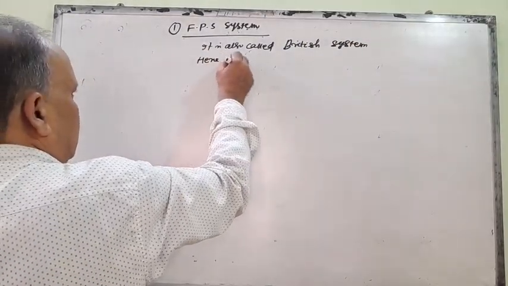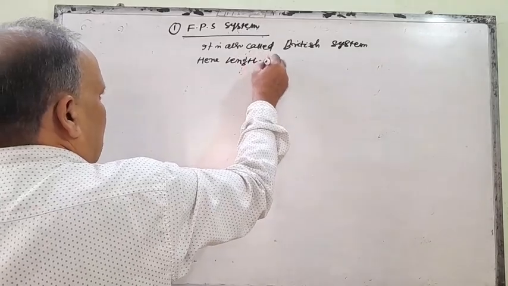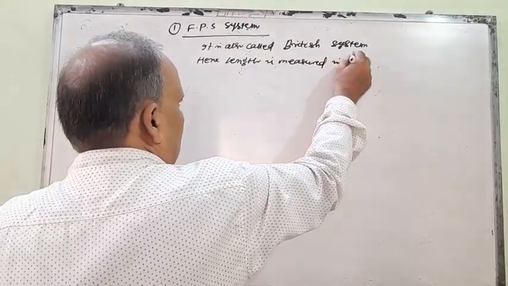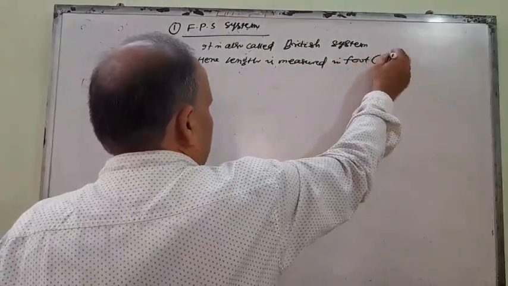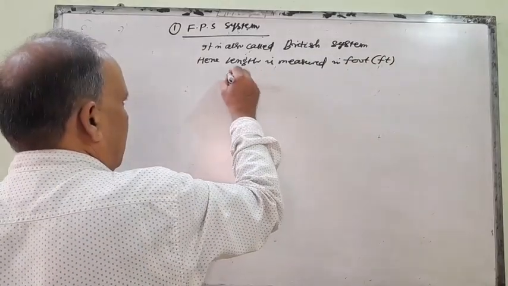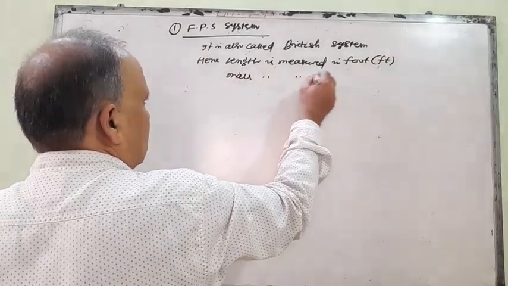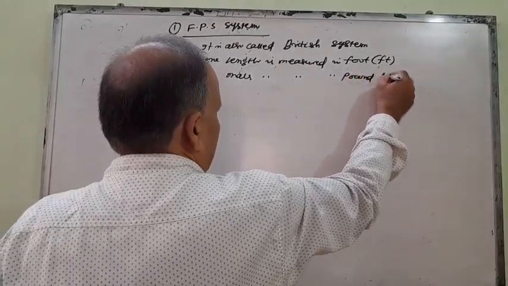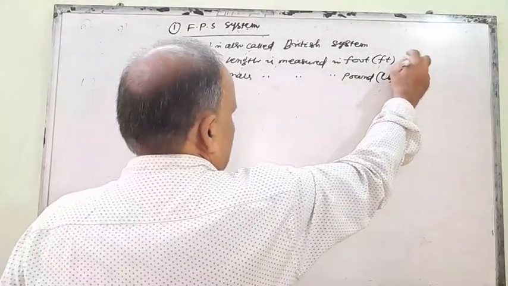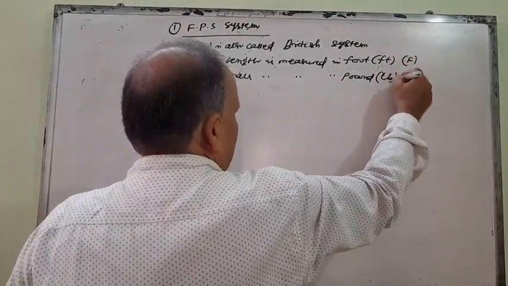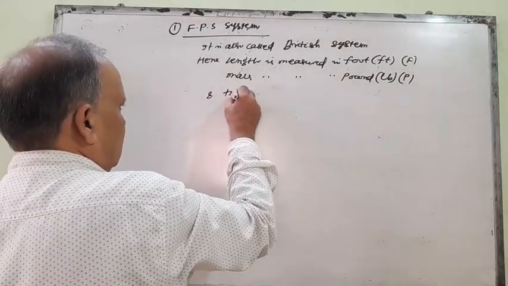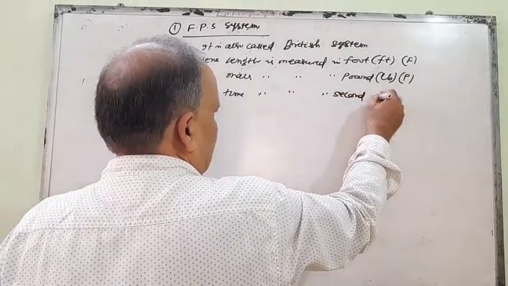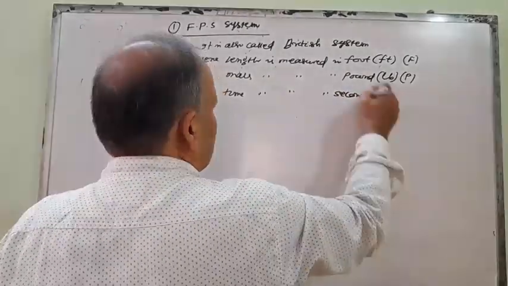Here length is measured in foot or feet, that is the symbol FT. Mass is measured in pound, that is the symbol LB. This is your F, this is your P, and time is measured in second, that is S. So it is called the FPS system.